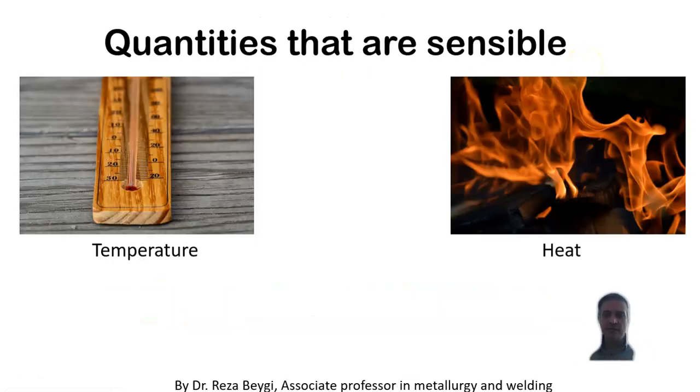There are some quantities that are sensible. It means that you have physical sense of them. For example, temperature, heat. When the temperature is high, when it is low, and when we have a high heat, low heat, when it is cold, when it is hot. And these quantities are measurable. It means that you can measure these quantities directly or indirectly.